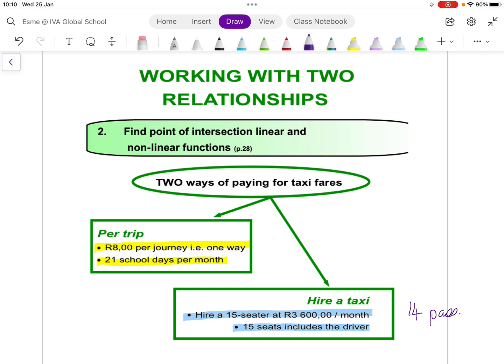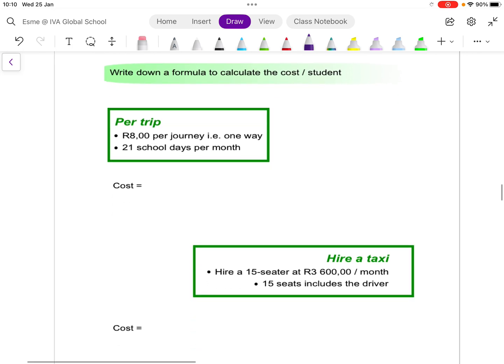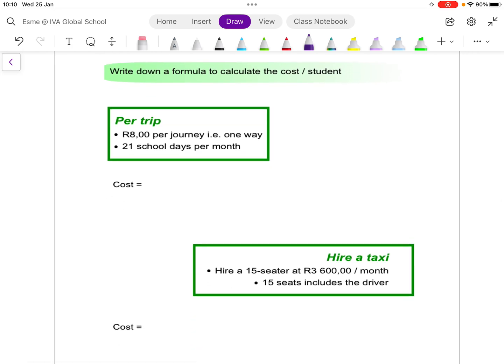Okay, let's have a look at how we're going to work with that. Write down the formula to calculate the cost per student. So per trip, it is 8 Rand per journey, one way. So you need to get to school and you need to get back from school. So your cost is going to be 8 Rand times there and back, 2 trips, times 21 days.